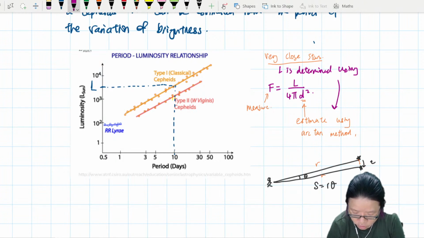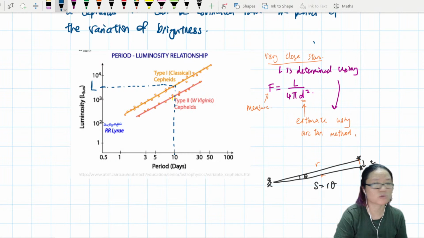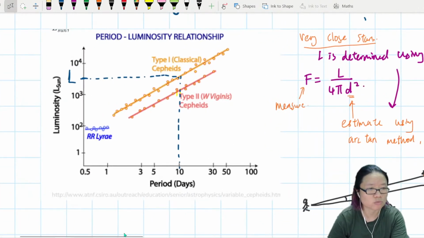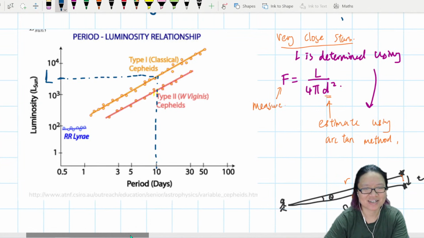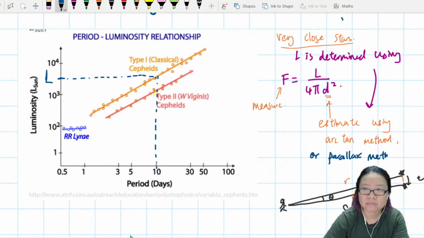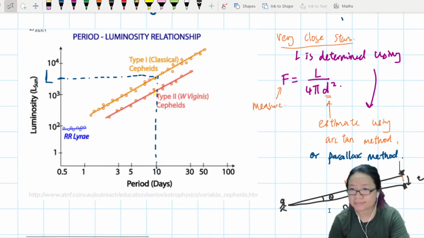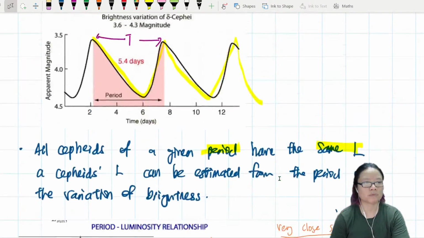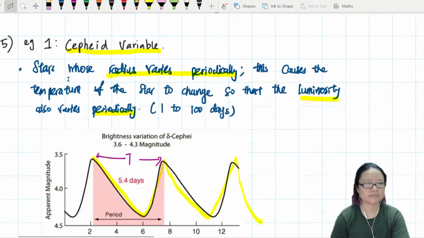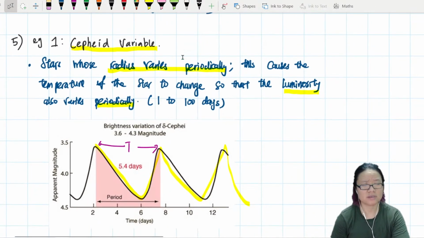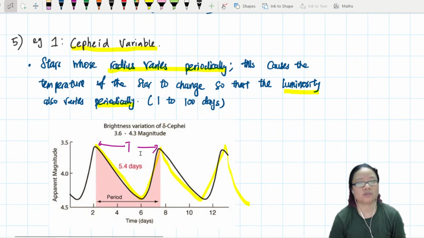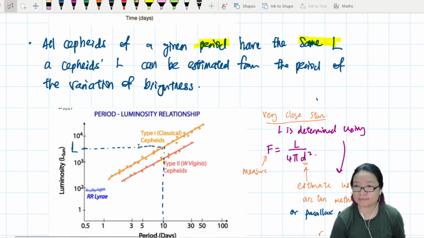Yeah. So the whole idea of this arctangent method, you can also look it up. I have this bad habit of zooming out and not zooming in. But yeah, I got a big screen. This is also called the parallax method. Okay, not in syllabus. I just needed the name. So in other words, once we know the standard candle's luminosity, we can actually just use this graph to take a reading.